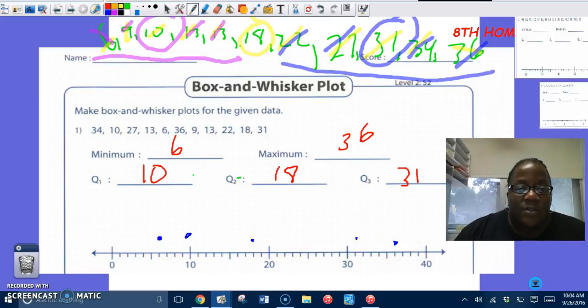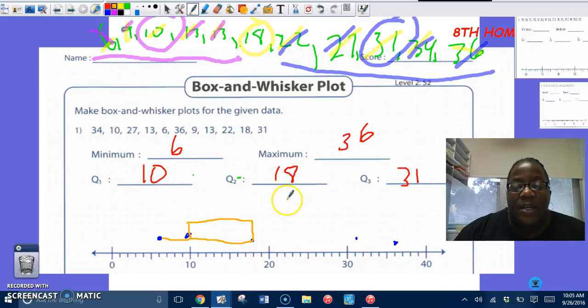Our first thing to draw is a whisker. The first whisker is going to connect the minimum to quartile 1. The minimum is 6, quartile 1 is 10, draw a whisker. It's basically a straight line connecting the dots. You know my drawings are not going to be straight. Don't even start talking about me. The next thing that we're going to do is draw the first box. The first box will connect quartile 1 to quartile 2. So that's 10 to 18. And draw a box.